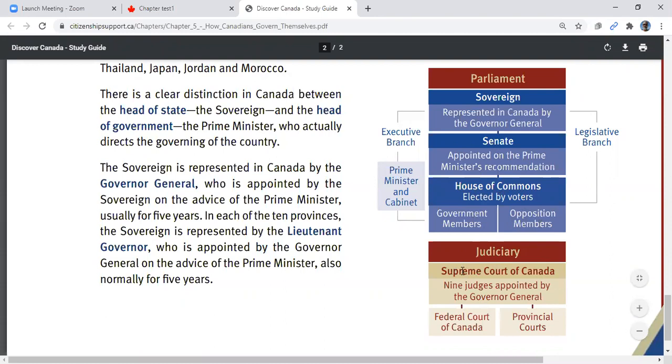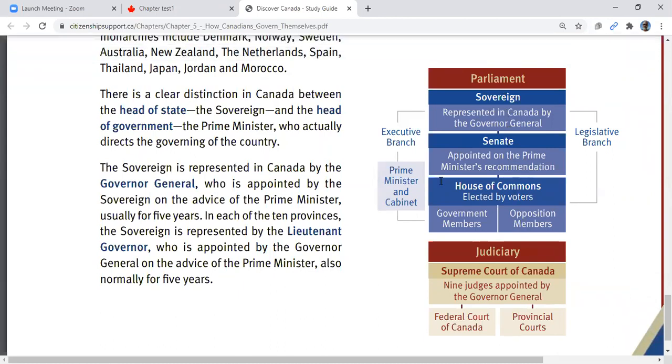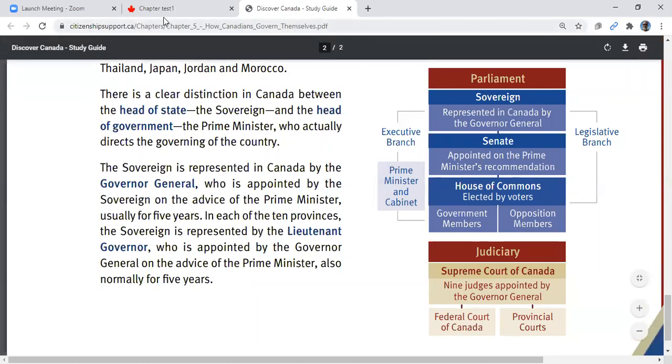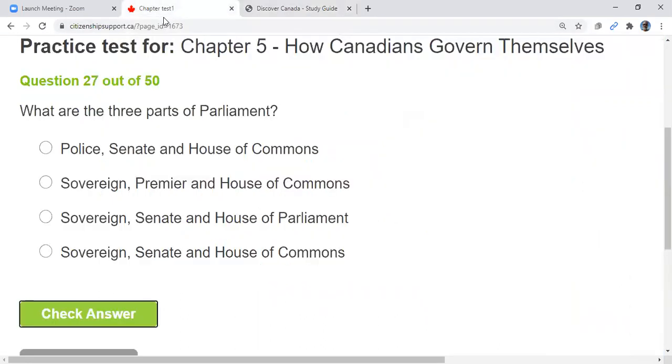You have a Supreme Court, the highest court, and then you have federal court and provincial court. So what to try to remember here is that Parliament, the way our government is, we have three parts: the Sovereign, the Senate, and the House of Commons. Okay, lots of information today. I think you'll do well in the test, though.